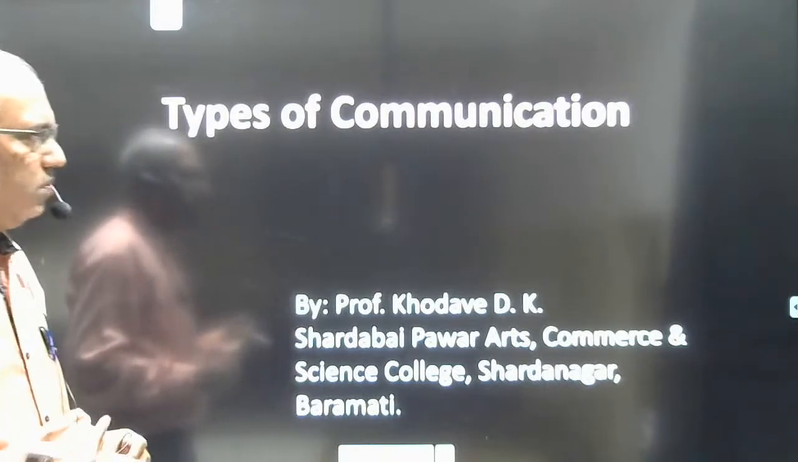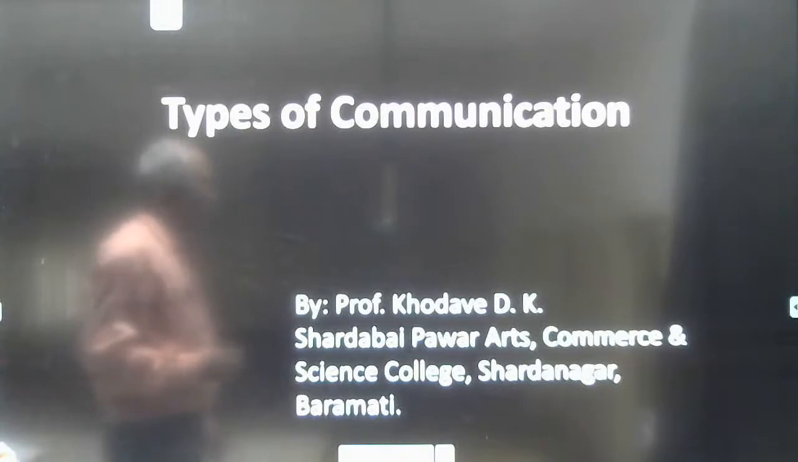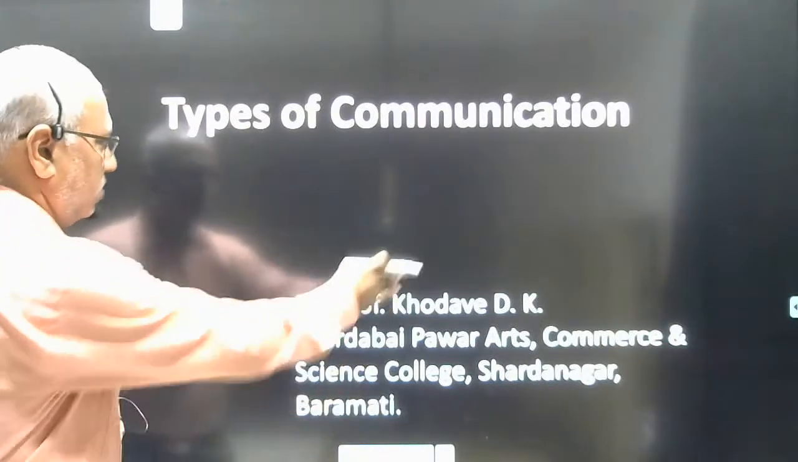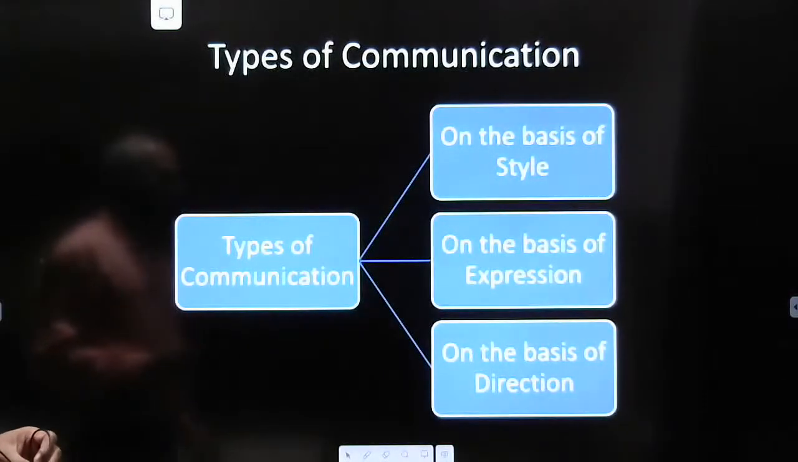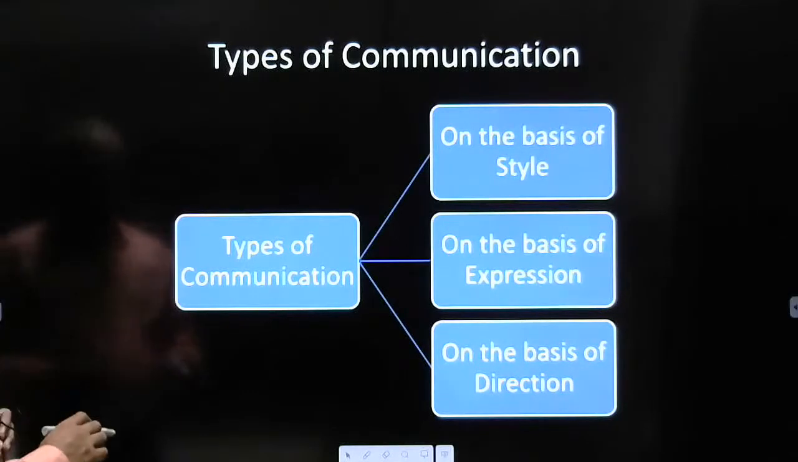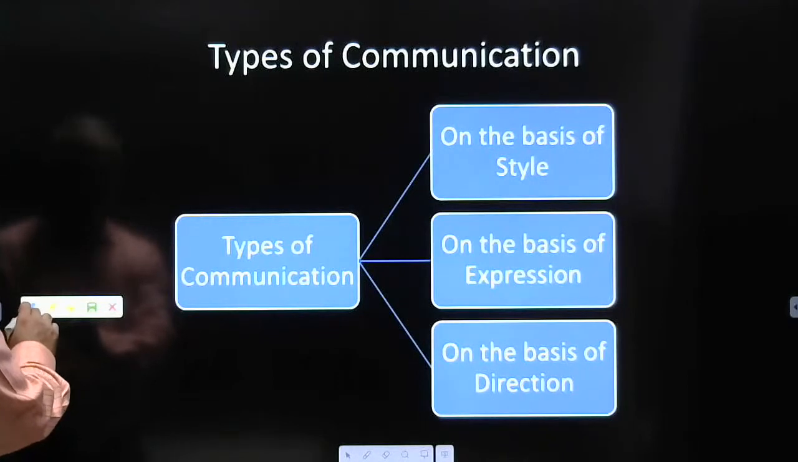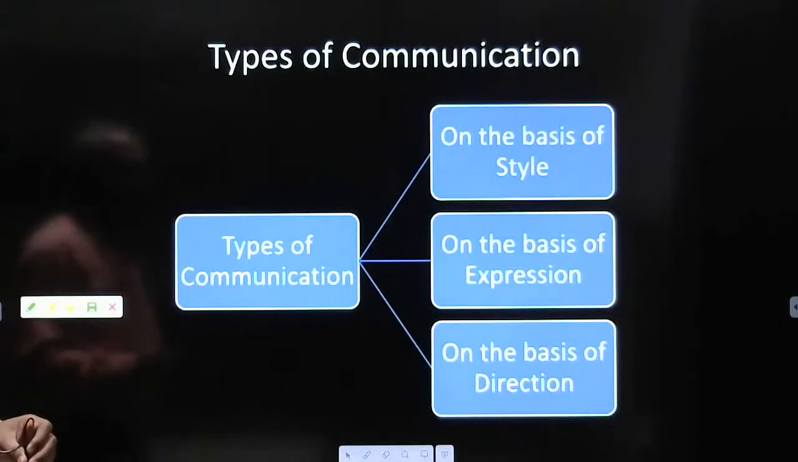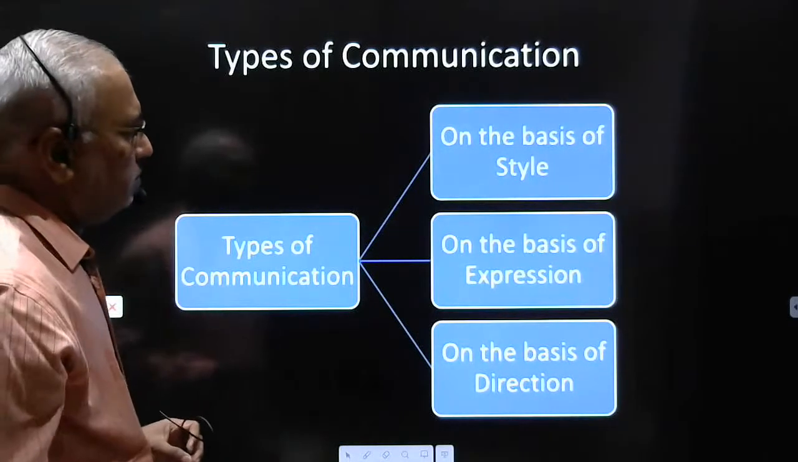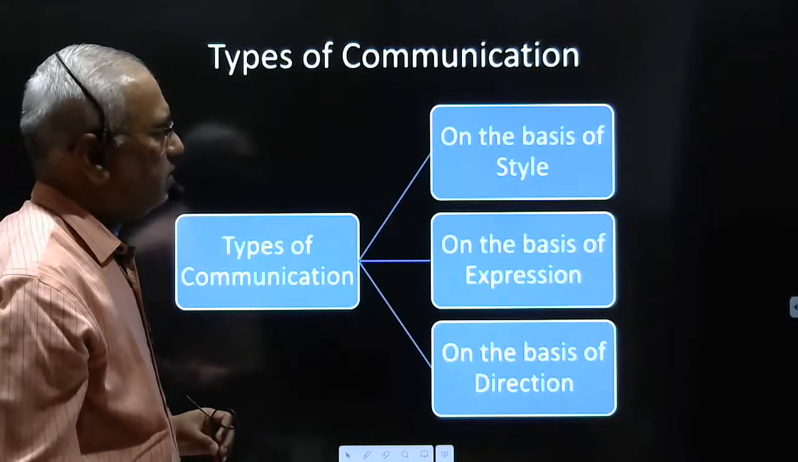From today onwards, the topic for today's discussion is types of communication. What are the various types of communication? So let us see the types of communication. You can look here. Types of communication can be done on three bases. These are the various bases on which you can classify communication.